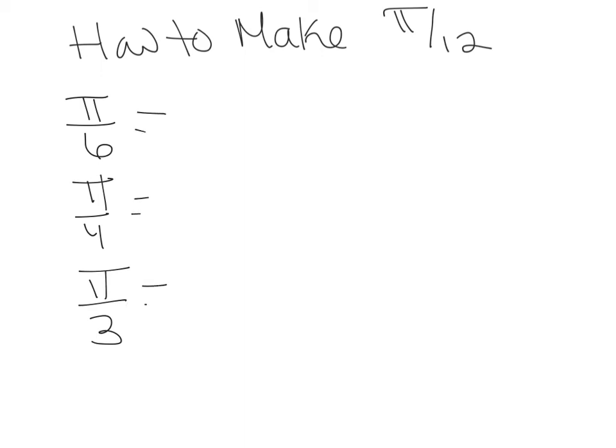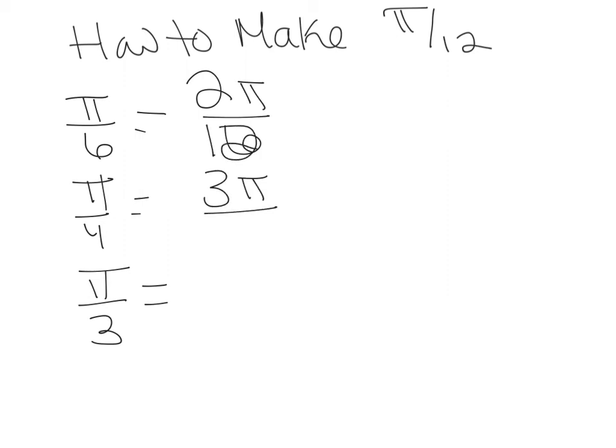Oh, well, in the first quadrant, we know that we have pi over 6, pi over 4, pi over 3. If I equate all of these fractions and create denominators of 12, you're going to get 2 pi over 12, 3 pi over 12, and 4 pi over 12.